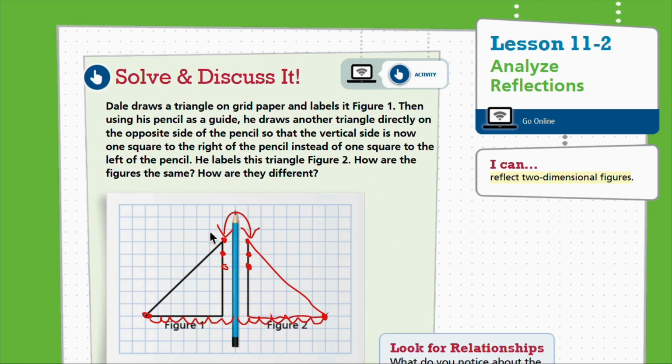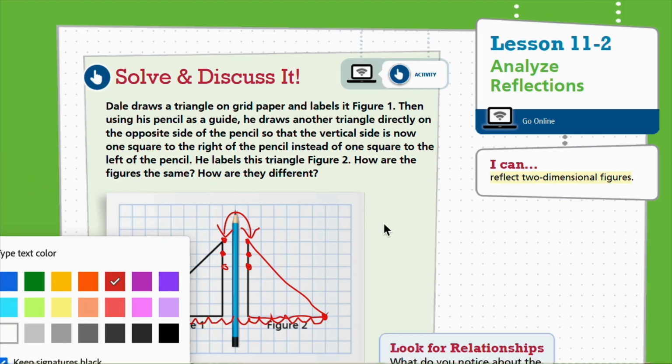So you can notice this is a reflection. It's reflecting on the pencil. So this pencil would be the line of reflection, and it reflects the figure exactly on the opposite side. So let's write that down.